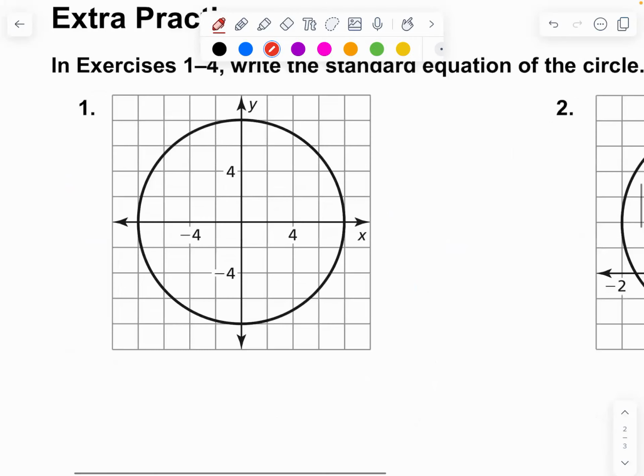Will you and your elbow partner just identify the center and the radius for number one?